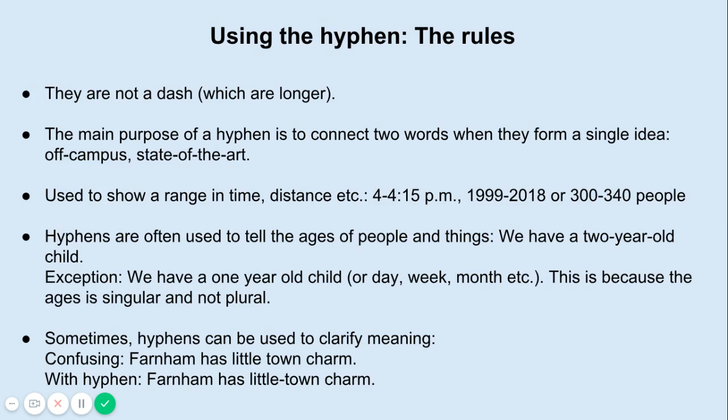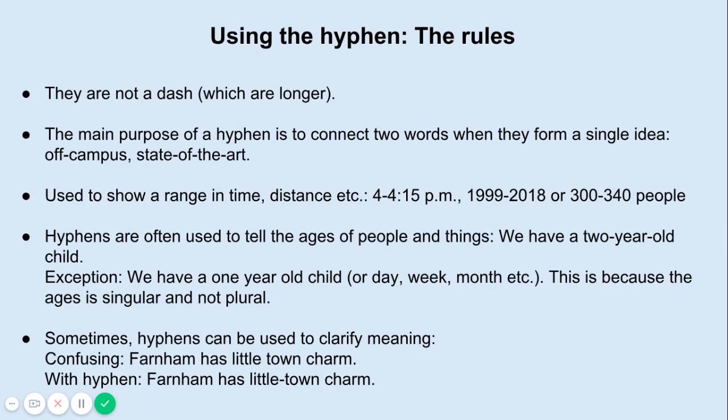So, for example, I'll meet you from 4-4:15 p.m., or between the years 1999-2018. Or we expect there'll be 300-340 people here. So you can see the hyphen is used to highlight distance and a range in that time.